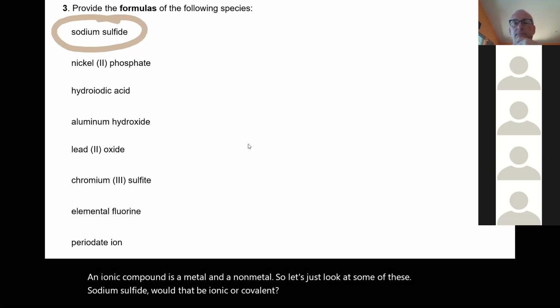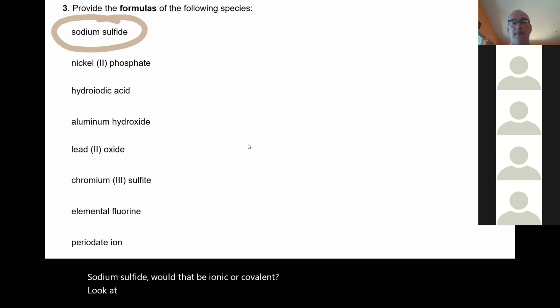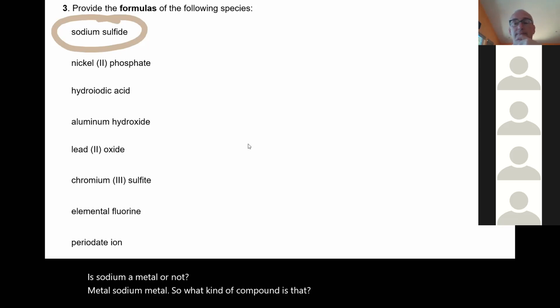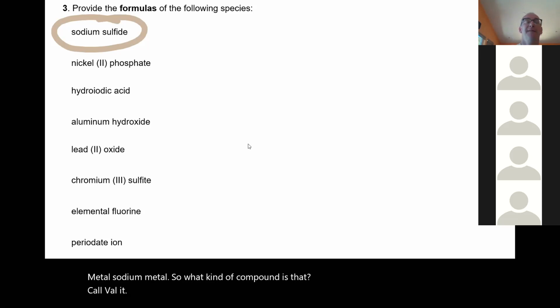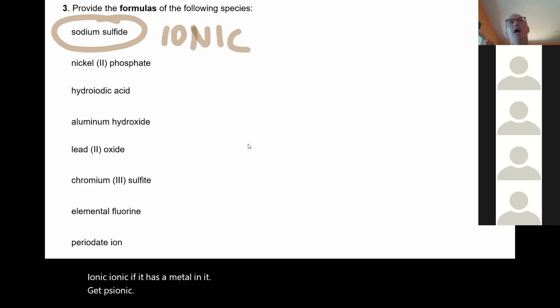It's covalent. Look at your periodic table, if you have your periodic table in front of you. What's sodium? Is sodium a metal or not? Metal. Sodium's a metal. So what kind of compound is that? Covalent. Ionic. Ionic. If it has a metal in it, it's ionic. Because metals love to give away their electrons.